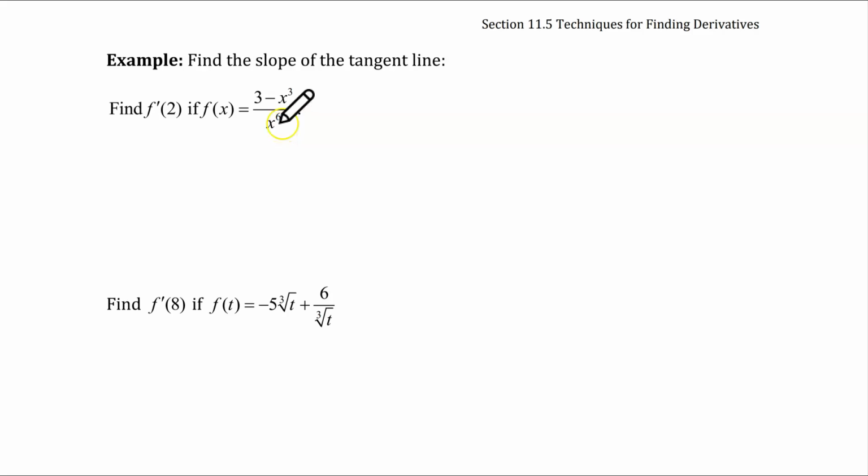So to do that, we have to rewrite the given expression first. We just need to divide each term by x to the 6, or split the expression. So we're going to write this as 3 over x to the 6 minus x cubed over x to the 6. And then we use the property 1 over x to the n is equal to x to the negative n.